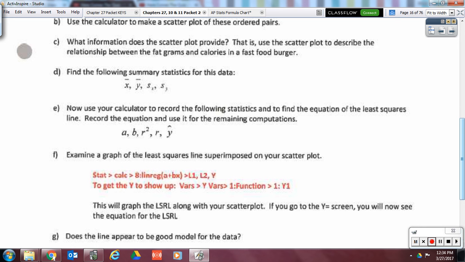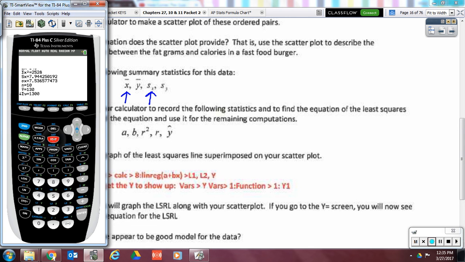Now, I wanted to talk to you calculator-wise about part D. Part D asks you for x bar, y bar, s of x, s of y. So those things you can get from doing a one variable stats for list 1 and a one variable stats from list 2. But have you ever wondered what two variable stats is? Two variable stats will do list 1 and list 2 for you simultaneously.